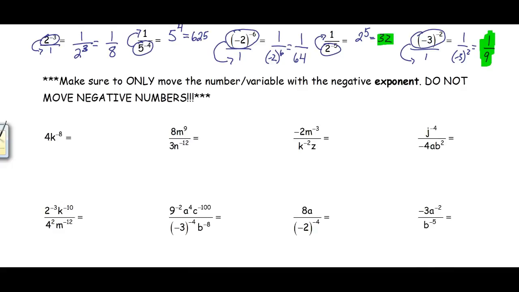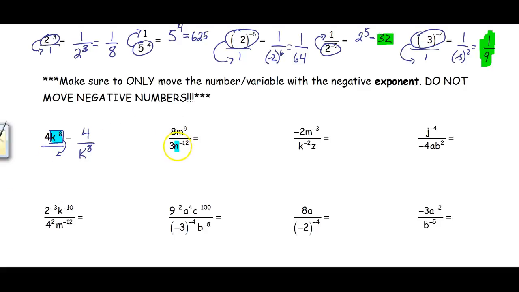Next step, make sure to only move the number or the variable with the negative exponent. You're not moving negative numbers. So 4 times k to the negative 8. In this case, the only thing we're moving is k to the negative 8. We are not touching our 4. So k to the negative 8 is going to move to the bottom while the 4 stays. So it'll be 4 over k to the 8, our negative 8 becomes positive. And that's your answer. You can't simplify anymore.